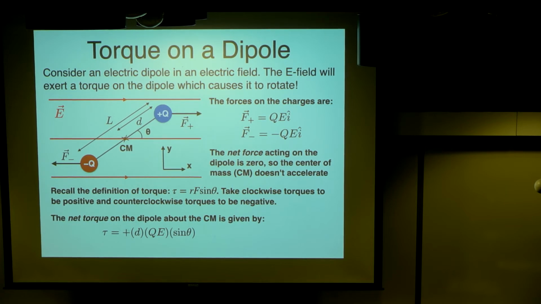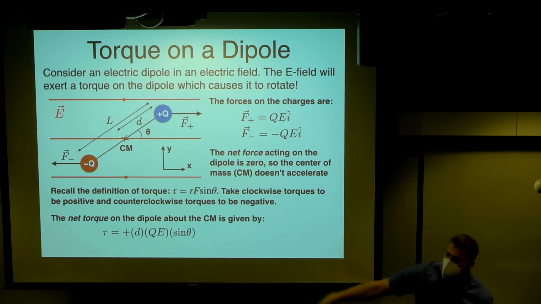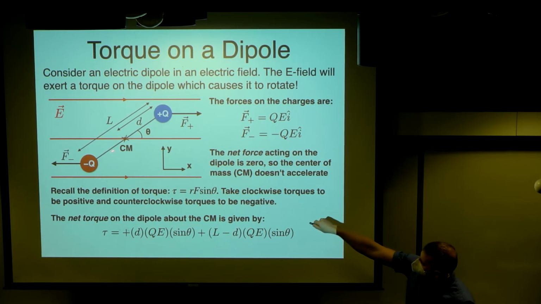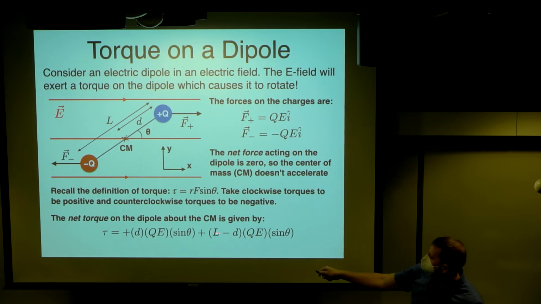So for the first one, this is the torque due to the force on the positive charge up here. R is just the distance d between the center of mass and the charge. So that's what I'm plugging in for R. For the force, I'm plugging in Q times E. That's just the magnitude of the force. And then we have sine of the angle theta, right? For the next one, my distance R between the center of mass and the negative charge, if the whole distance here is L, then this distance is L minus d. You see that? So I'll have L minus d times QE times sine theta.